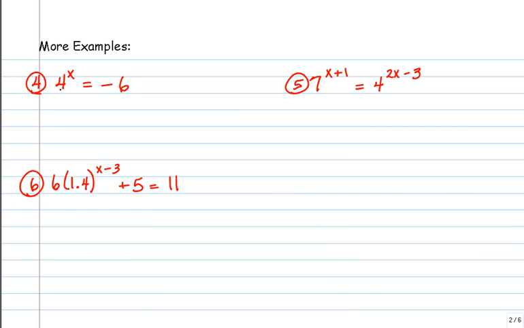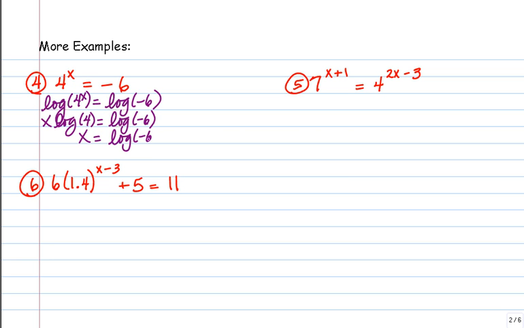What about number 4? 4 to the x is equal to negative 6. If we take the log of both sides, we would have log of 4 to the x is equal to the log of negative 6. Do you see a problem with that? I'll continue. Maybe you don't see it yet. But this would be log of negative 6. So we'd have x is equal to the log of negative 6 over the log of 4.